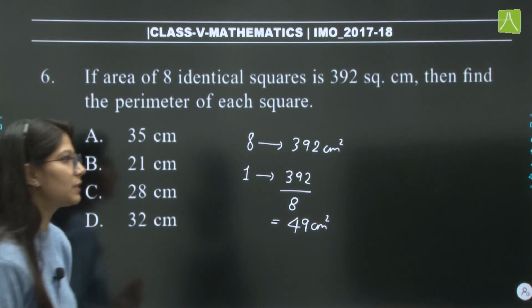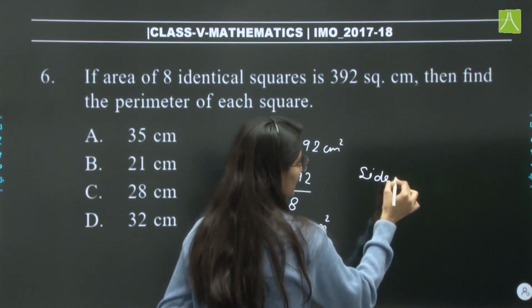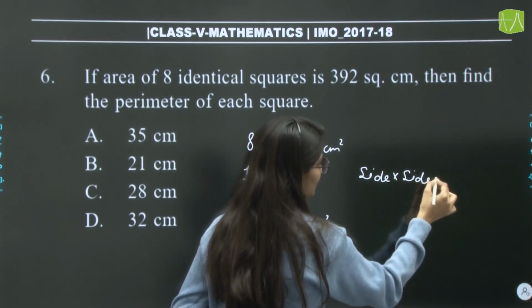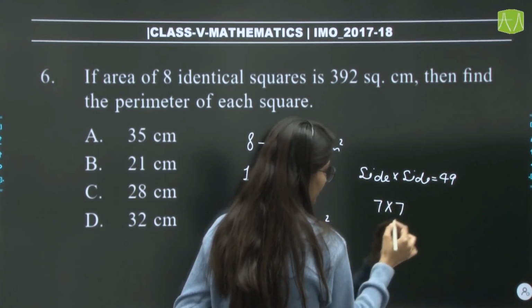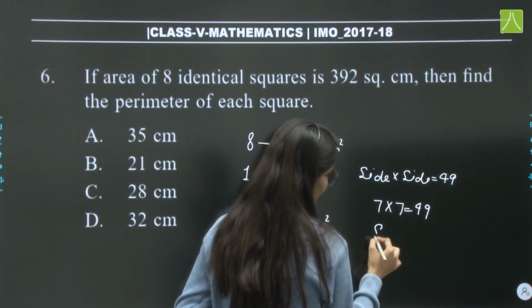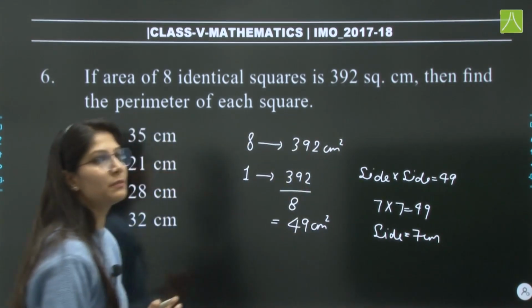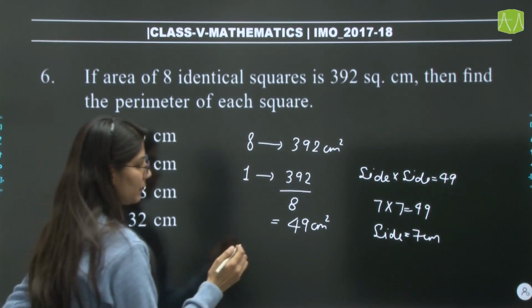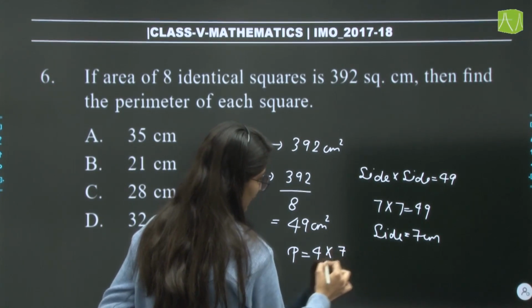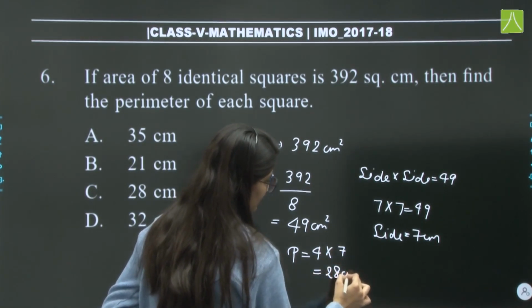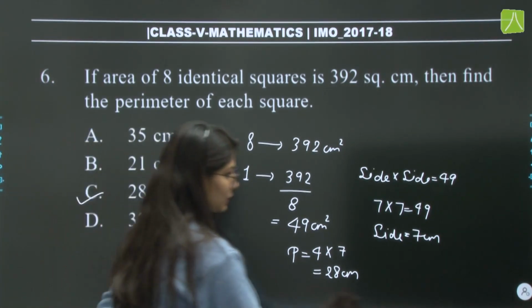Now you can find out the side of this square. You know that the area of a square is side into side. This is equal to 49, and you can get the side of square is 7 centimeter because 7 into 7 is 49. So the side of a square is 7 centimeter. And now if we have the side of a square, we can find the perimeter of the square. So the perimeter of a square will be 4 into side. The perimeter is equal to 4 multiplied by side, that will be 28 centimeter. Option C. Okay, now let's move to the next question.